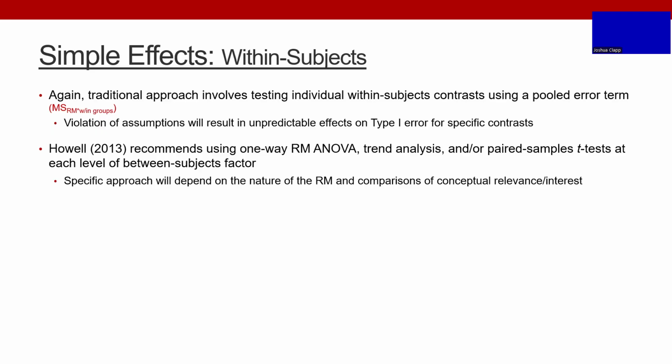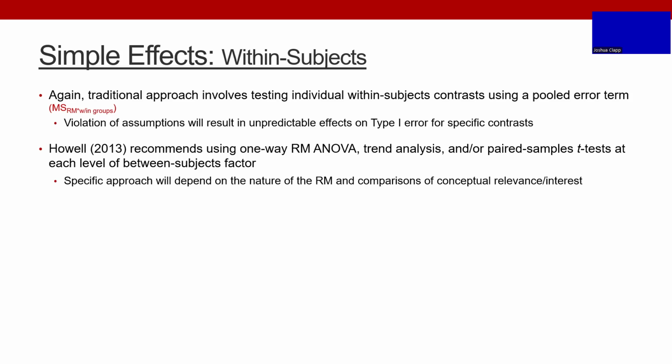When I'm talking about a simple effects repeated measures ANOVA, what it would be is, say, in our treatment data, I'm going to split the file by group. And I'm just going to run a one-way repeated measures ANOVA individually for each one of those groups. Now, do we need the omnibus test for that? No, we're not interested in that.